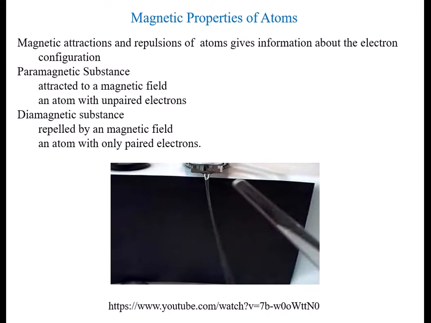Also, we can predict, using orbital diagrams, the magnetic properties of atoms. So there's an attraction or repulsion based on the electron configuration. A paramagnetic substance is something that's attracted to the magnetic field, and that's any atom that has unpaired electrons. A diamagnetic substance is repelled by a magnetic field, and that only occurs when I have paired electrons. So this video, in which the address is down here at the bottom, shows the magnetic properties of water.